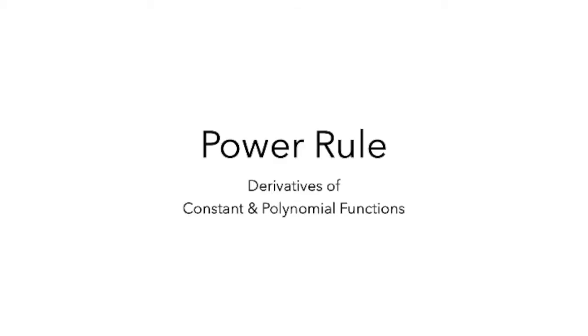So first, let's look at the power rule, which applies for constant and polynomial functions. A constant function is where the output of a function stays the same as input increases. For example, f of x equals 4 is a constant function. If you make a graph of f of x, it looks like this.